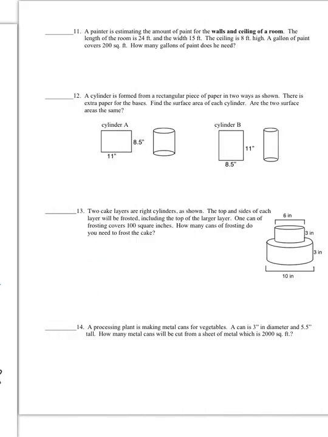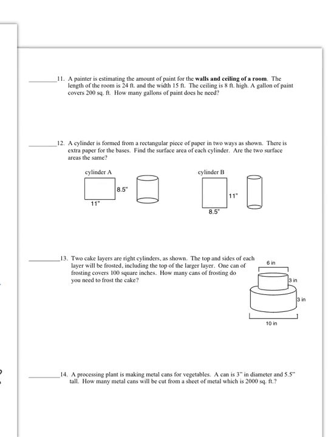So we're going to look at number 11 first. It says a painter is estimating the amount of paint for the walls and ceiling of a room. The length of the room is 24 feet and the width is 15. The ceiling is 8 feet high. A gallon of paint covers 200 square feet. How many gallons of paint does he need?